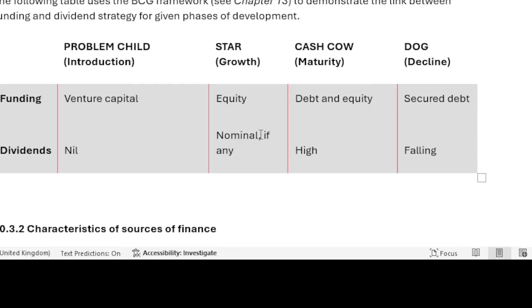But as the company grows, it goes from this phase of introduction to the growth stage, which we call the star. We can raise funding. How? Through equity. It means now different shareholders are giving us their monies to operate the business. Are there any dividends? It is possible to have. You can get, or you may not get at the end of the period. If you've just had any profits, it means you can share the nominal dividends.